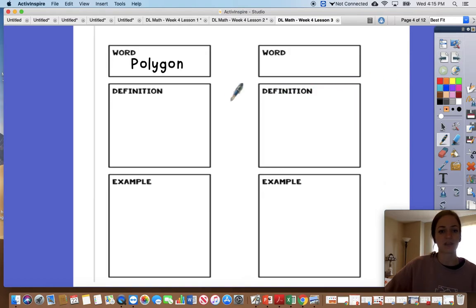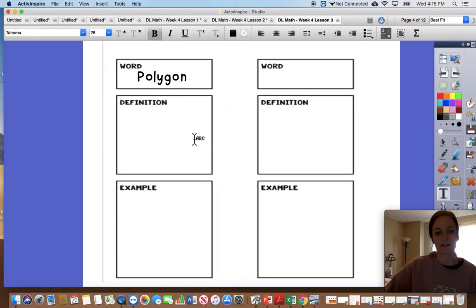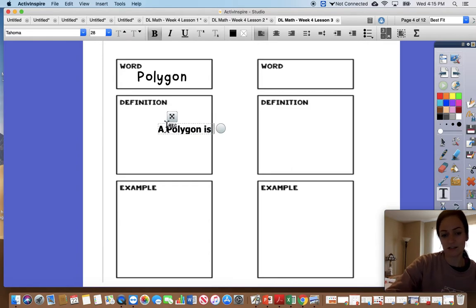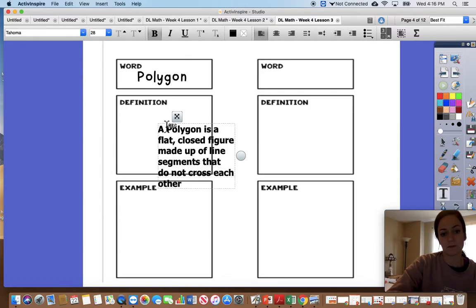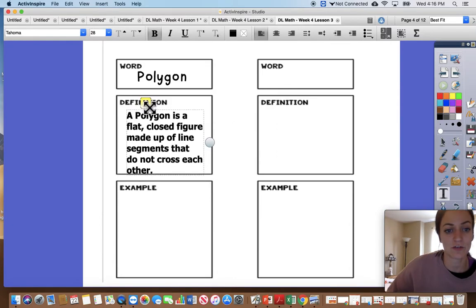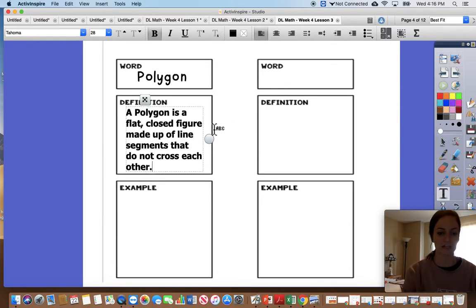So you should have your book ready. So a polygon is, oops, I had to write it down because my brain is mush, a flat, closed figure made up of line segments that do not cross each other. Okay, so this is what you should be writing too in your vocabulary book. Polygon is a flat, closed figure made up of line segments that do not cross each other. So again, pause the video if you need to, but make sure you write that in your definition book.